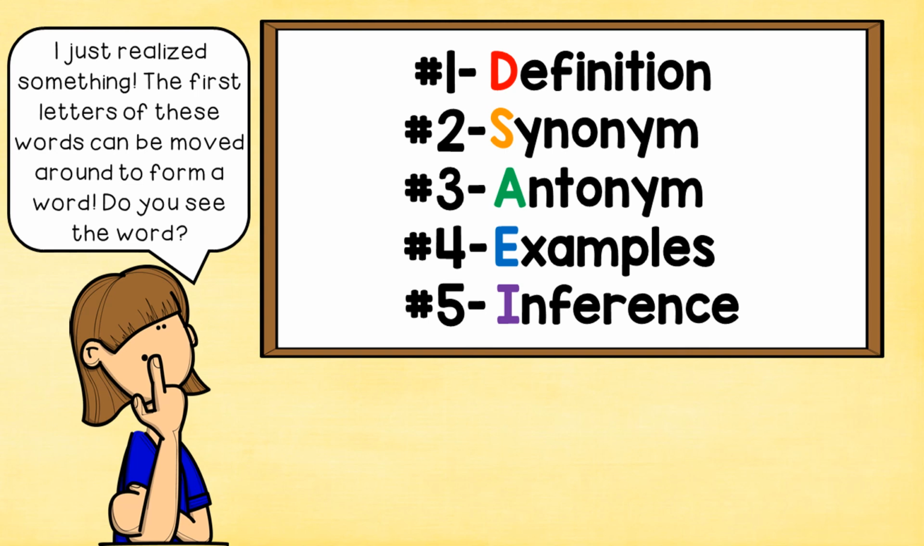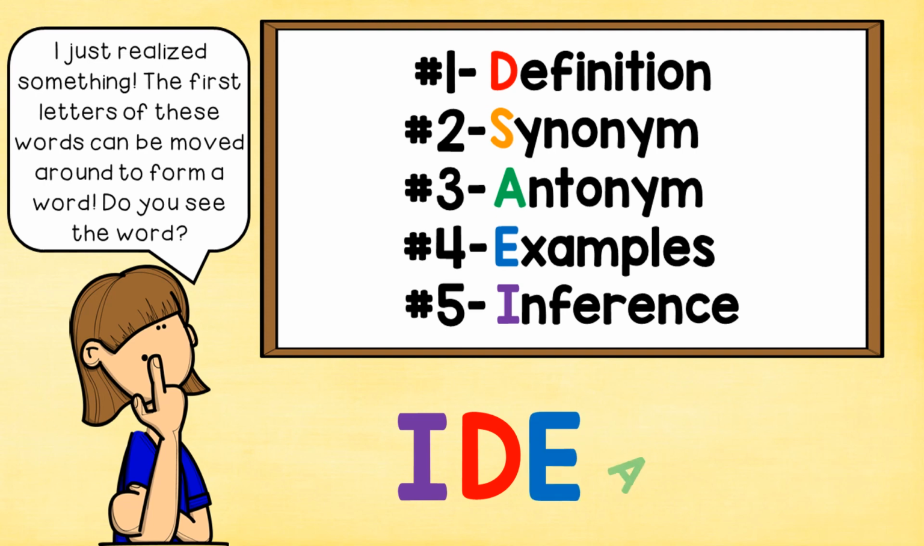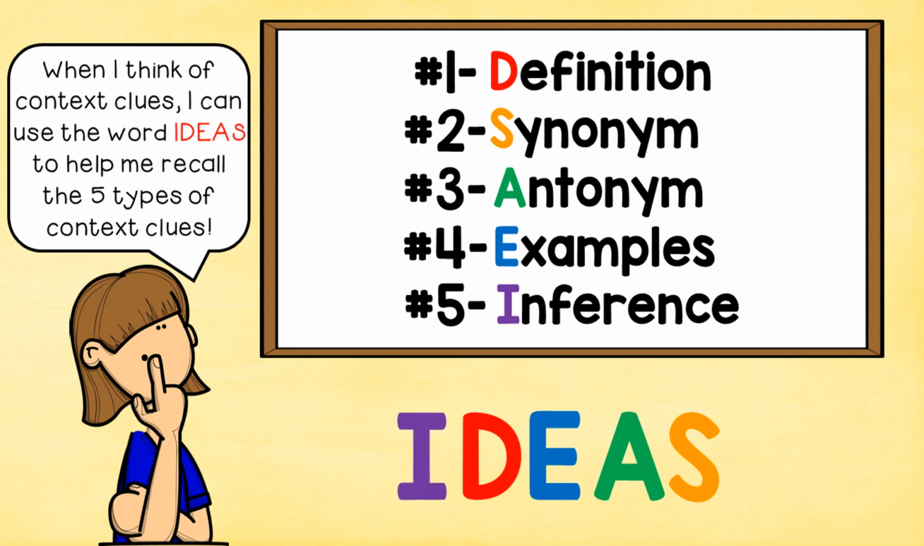I just realized something. The first letters of these words can be moved around to form a word. Do you see the word? I know they're all out of order, but the letters are still the same. I, D, E, A, S. Ideas. When I think of context clues, I can use the word ideas to help me recall the 5 types of context clues.